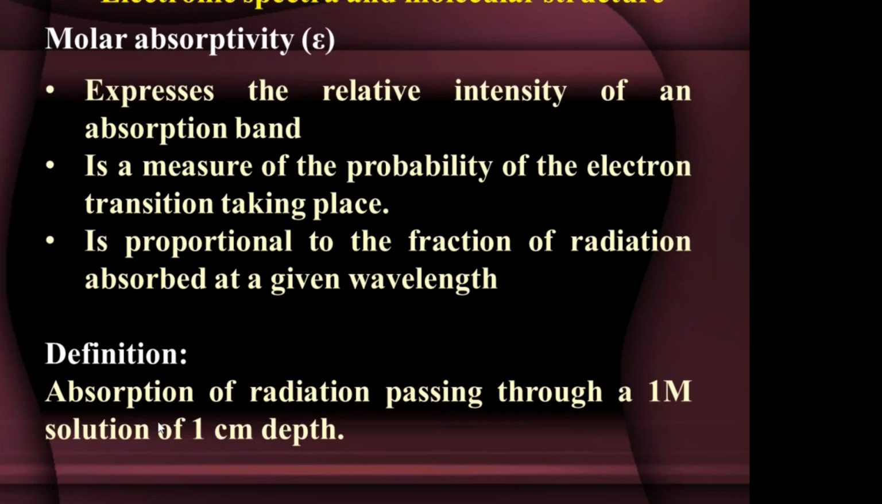So to define molar absorptivity, it is the absorption of radiation passing through a 1 molar solution of 1 centimeter depth. The thickness will be 1 centimeter. The concentration will be 1 mole per liter. And through such a solution, you pass radiation. If you measure the absorbance, it's nothing but the molar absorptivity, the epsilon value.